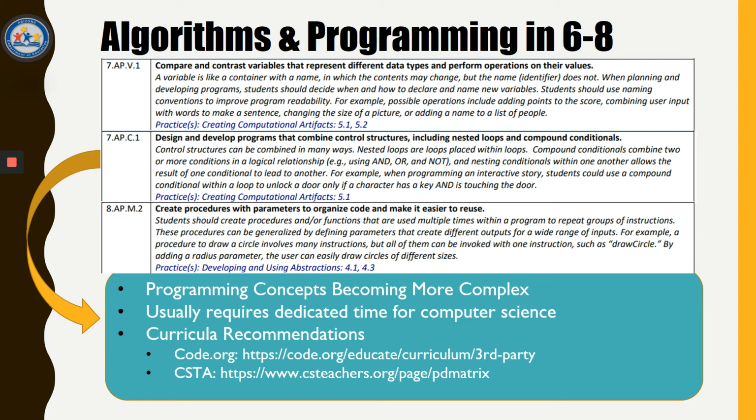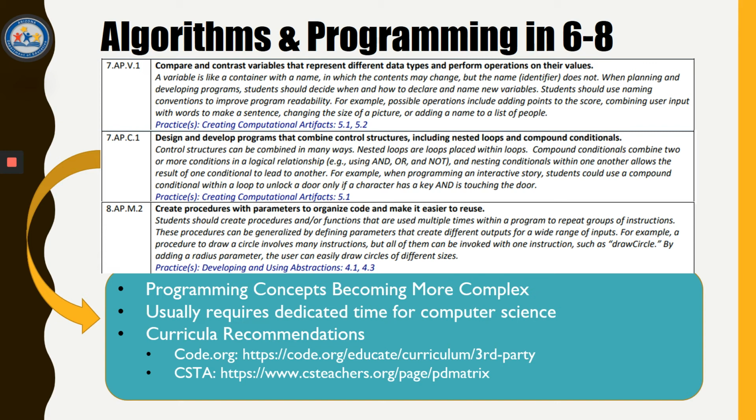There are many different curricular choices out there, and it's not the goal of this video to recommend a particular one. Instead, there are two organizations that have vetted and consolidated different curricula that are available to teachers and districts. Code.org has their own middle and high school curricula, but they also maintain a large list of curricula available to teachers outside of their own. Similarly, the Computer Science Teachers Association, or CSTA, maintains a list of curricula that also provide professional development for teachers.